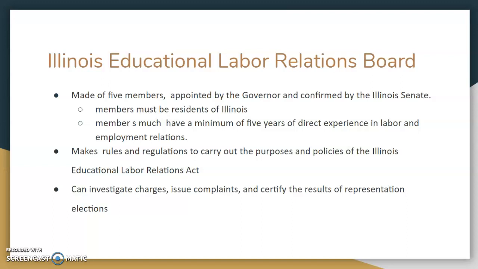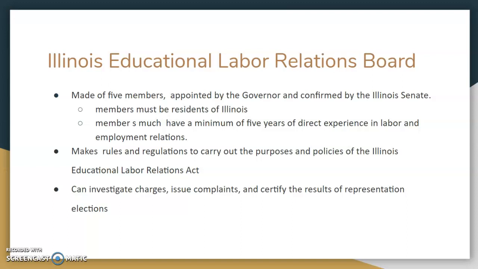They also make rules and regulations to carry out the purposes and policies of the Illinois Educational Labor Relations Act. So sometimes, even though it's a very long document that's very, very well set up, there are some questions of situations that could be loopholes based on the fact that it came out a while ago. So they actually go through and they create the rules and the regulations that address what was not addressed previously in the Act. And they can investigate charges, issue complaints, and certify the results of representation in elections.